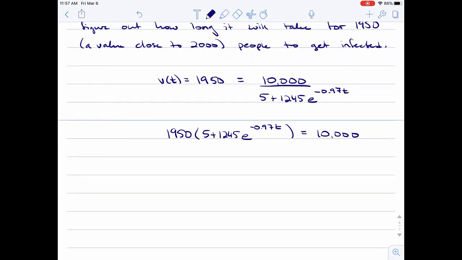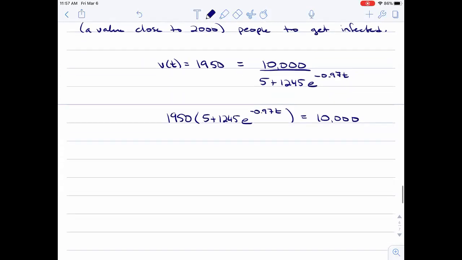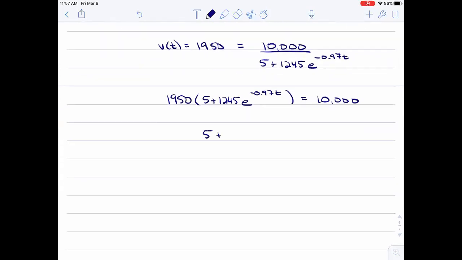And just by our usual methods, I try to isolate my x, or whatever I'm solving for. So now I'm going to chip away and try to get t on its own. Now I've got 10,000. I can divide that by 1950. So I get 5 plus 1245 e to the negative 0.97t is 10,000 divided by 1950.